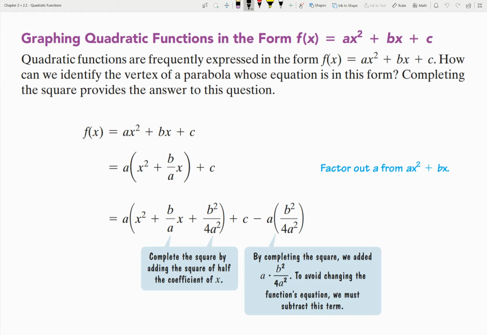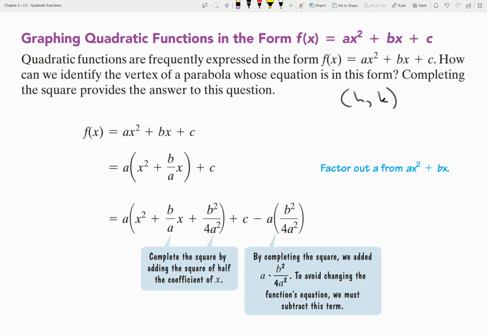The next form that we're going to talk about is the form ax squared plus bx plus c. Unfortunately, if the vertex is h and k, there is no h and there is no k in this equation. So we can't just look at this equation and tell the vertex. Well, how do we find the vertex?